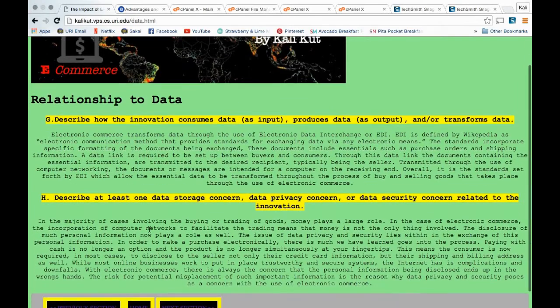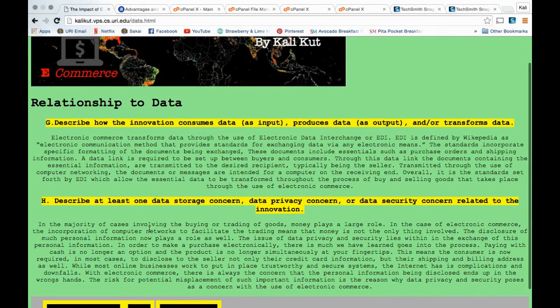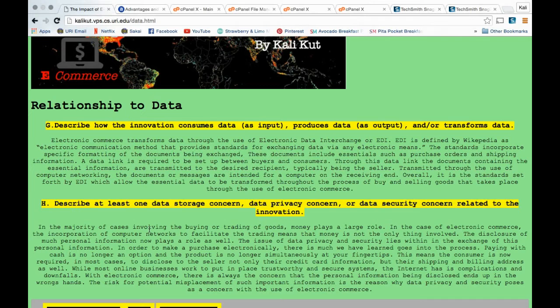Next, we will look at relationship to data. G asks us to describe how the innovation consumes data as input and produces data as output and or transforms data. In the case of e-commerce, we look towards electronic data exchange, or EDI. This is defined as the electronic communication method that provides standards for exchanging data via any electronic means. EDI sets up a standard which allows those, such as the buyers or the consumers, when purchasing, to send documents.